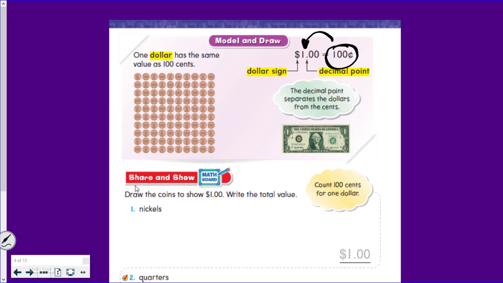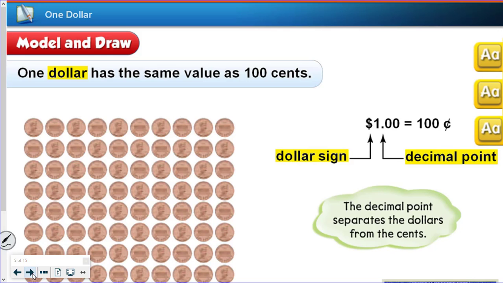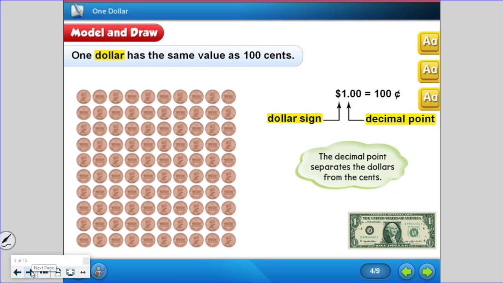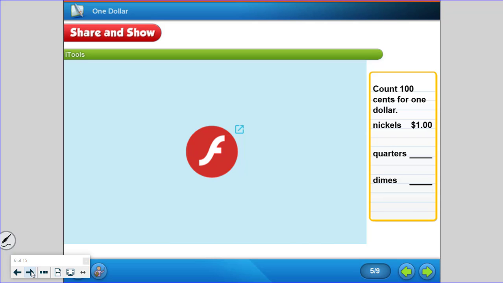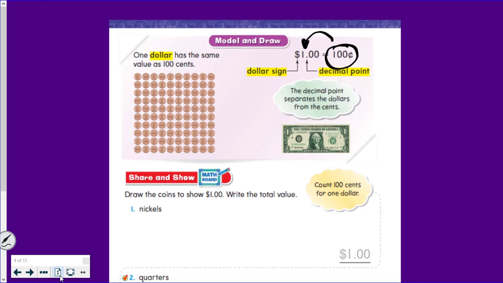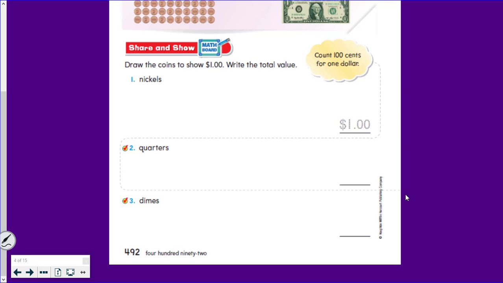So let's go down to the Sharon show. You're going to stay on this page and do 1, 2, and 3. We're going to do 1, 2, and 3 on my page. Whoops, I can't do 1, 2, and 3 on my page. I thought I could. I'll have to do it on your page. That's fine. The 1, 2, and 3 says draw coins to show $1, write the total value.